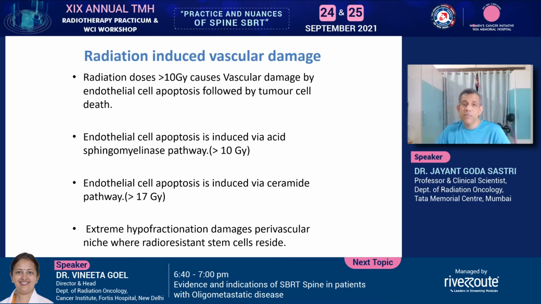When we are giving SABR doses of more than 10 gray, it is the sphingomyelinase pathway which is responsible for endothelial cell apoptosis. When we are giving radiation doses beyond 17 gray, it is the ceramide pathway which is responsible for endothelial cell apoptosis. So apart from these two mechanisms for vascular damage, extreme hypofractionation or high doses of radiation, which we give in SABR range, damages the perivascular niche, which contains the radioresistant stem cells.